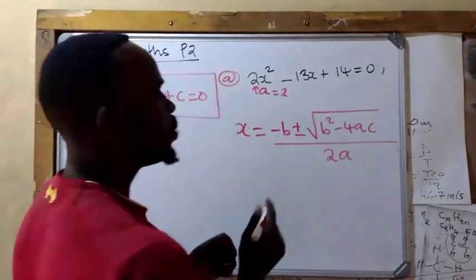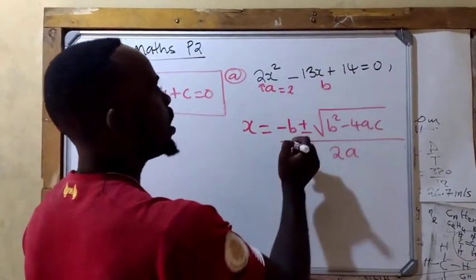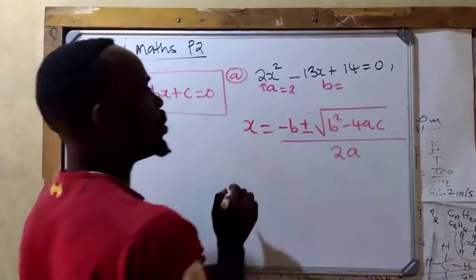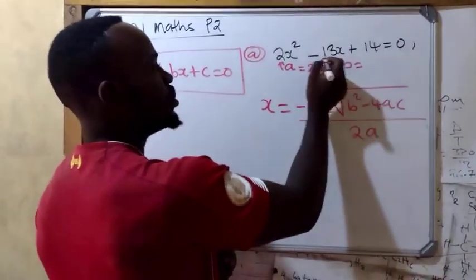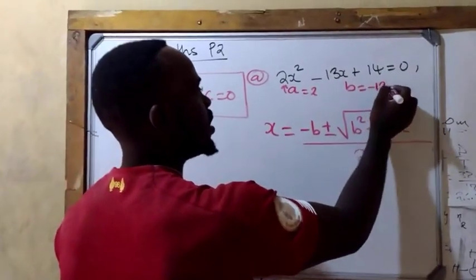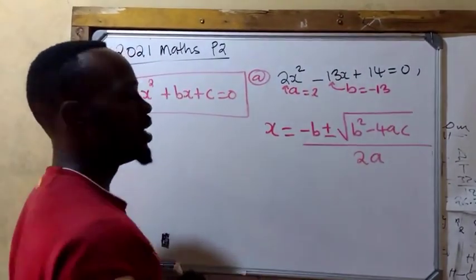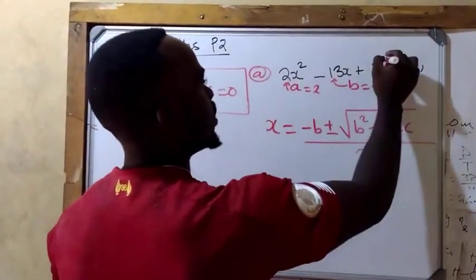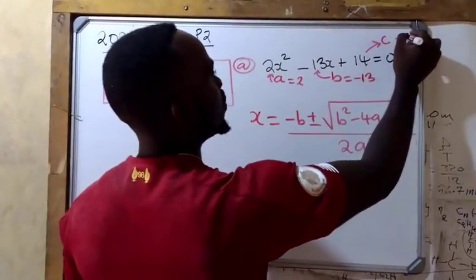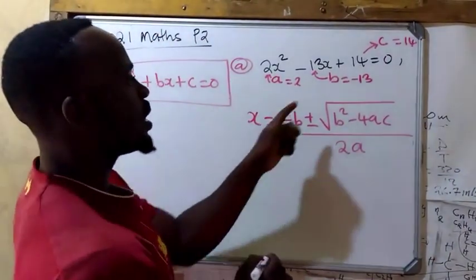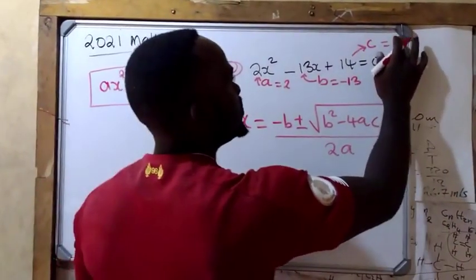Then we come to x with the lowest degree, which is this one. This would be my b, so for the value of b we look at the coefficient of x. The coefficient of this x is negative 13 because of this sign, so b is negative 13. Then we come to c, the constant. c is 14, meaning c is equal to 14. If it was minus 14, I would have said the value of c is negative 14.